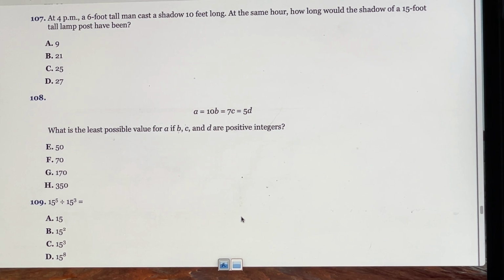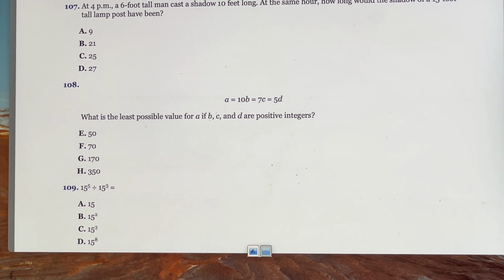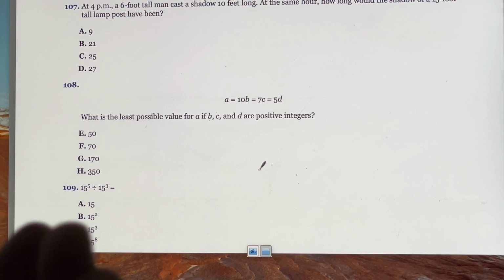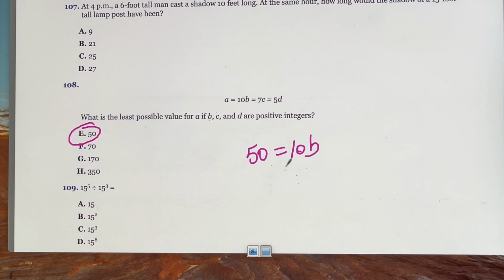What is the least positive value for A if B and C and D are positive integers? Well, this is another one where just plugging it in would probably be the easiest. So let's say A is 50. So if A is 50, that means that B would be 5, right?